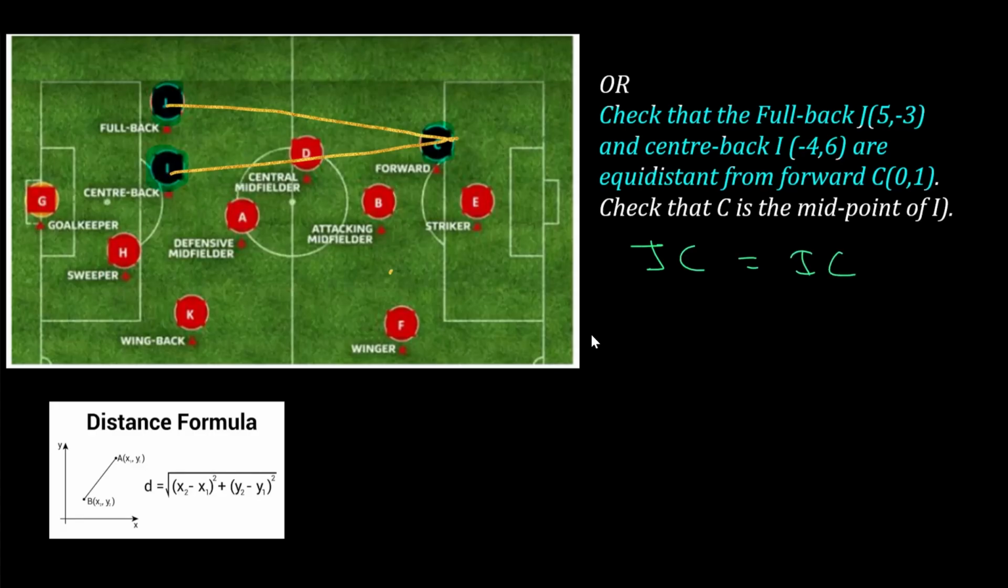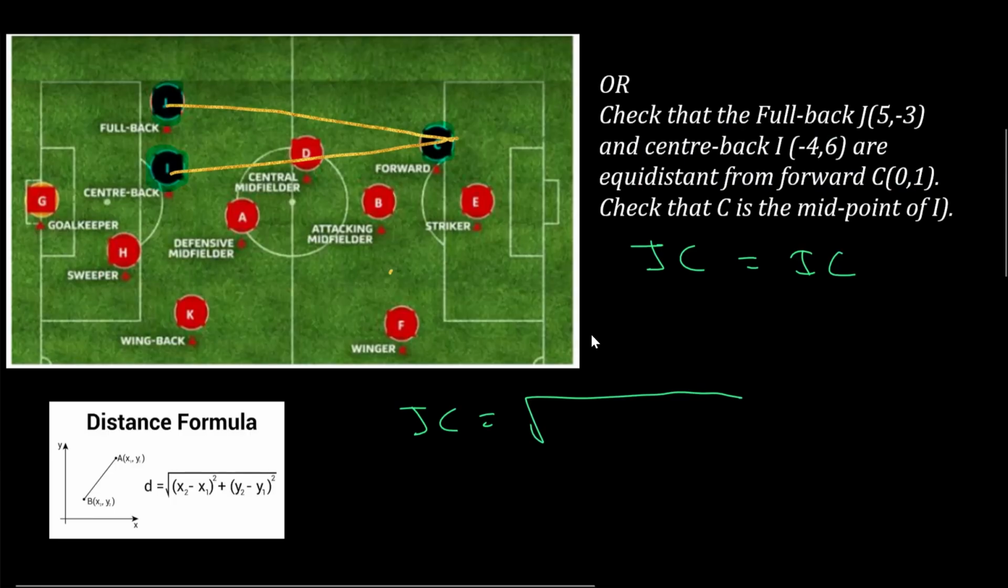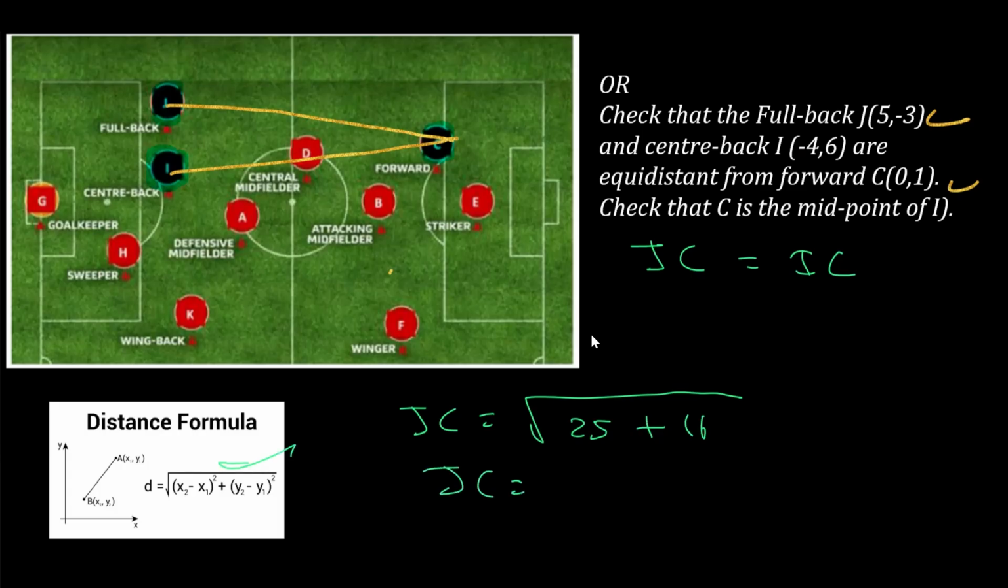So we are again going to apply the distance formula to figure this out. Let's say I find JC, again applying the distance formula. You need to see the coordinates of J over here and C over here. So it's x2 minus x1. 0 minus 5 is minus 5, squared that is 25. And 1 minus 3 is minus 2... 4 whole square is 16. Applying this distance formula, JC comes out to be under root 41.